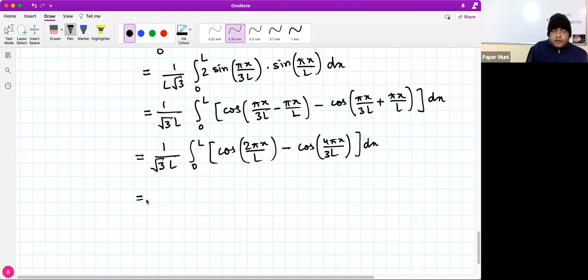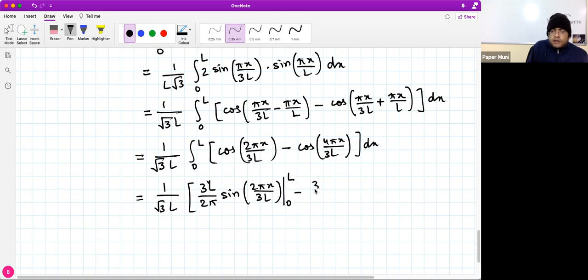So I hope everybody is getting this. Now root 3L, let's integrate this. Now there will be a 3L right here, I missed this. So this is 3L by 2 pi, sine of 2 pi x by 3L, from 0 to L, minus 3L by 4 pi sine of 4 pi x by 3L, from 0 to L.